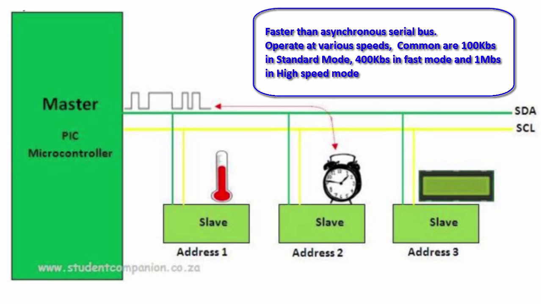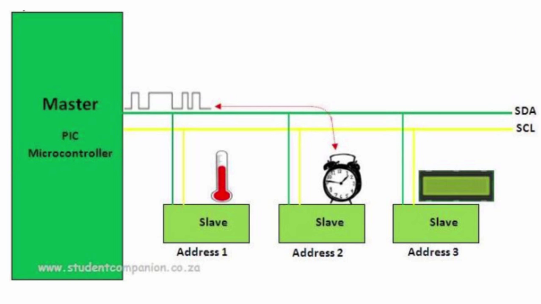In I2C, the bus can operate at various speeds, which are generally dictated by the slowest device on the bus. So if you've got a slow device on the bus, it's going to pull down the speed of the rest of the devices. The common bus speeds are 100 kilobits per second in standard mode, 400 kilobits in fast mode and 1 megabit in high speed mode. But a new revision of the specification allows for a maximum throughput of 3.4 megabit in high speed mode.